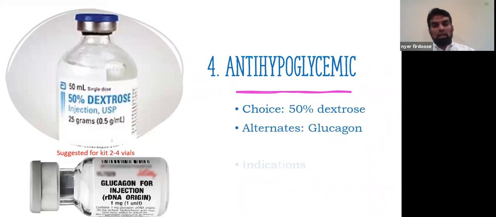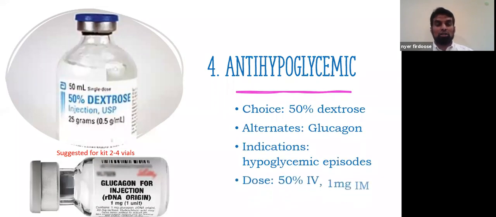Moving ahead to the anti-hypoglycemics, the drug of choice is 50% dextrose solution. The alternative is glucagon. The indication for anti-hypoglycemics is to manage hypoglycemic episodes, and the administration is either IV or IM. If it is glucagon, then we give it IM. There are certain contraindications with the use of anti-hypoglycemics, such as that liquid carbohydrate preparations should not be used in patients with diminished gag reflex, and parenteral administration is recommended in these situations.